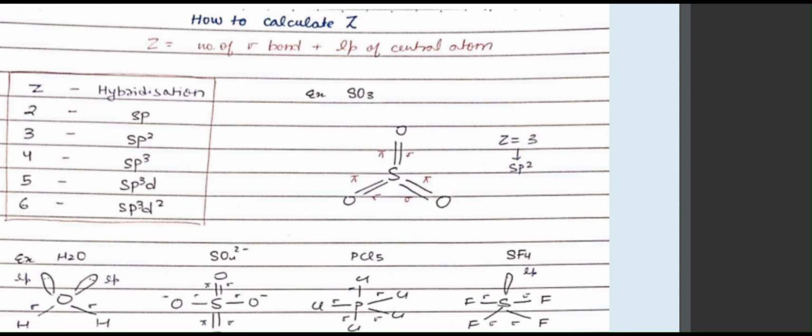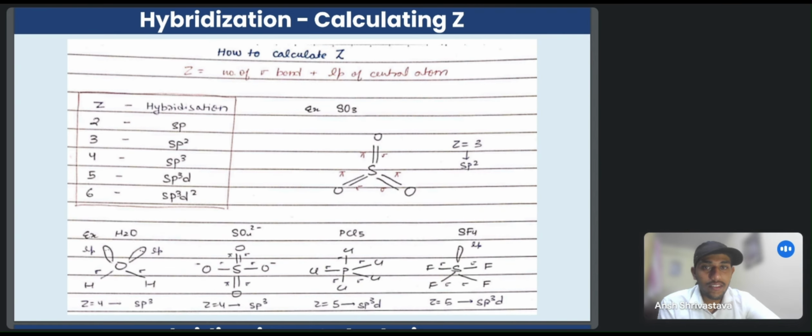Moving ahead to calculating the Z score. Z is actually the number of sigma bonds plus the lone pairs on your central atom. As per the value of Z, we get the corresponding hybridization. Let's say Z is 2, so the hybridization would be sp. Z is 3, so the hybridization will be sp2, and so on. Try to understand with this example.